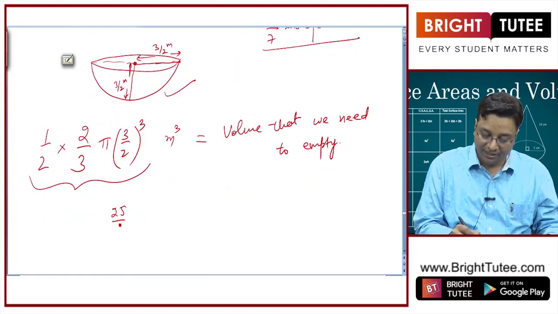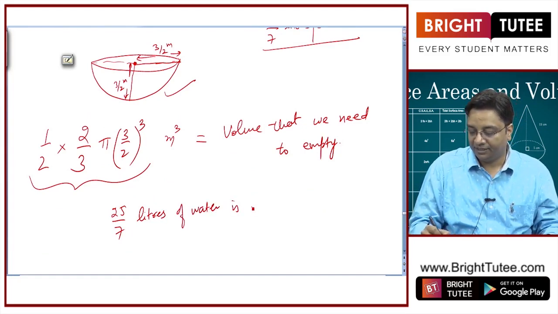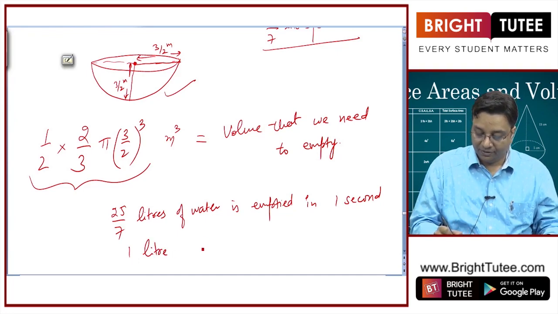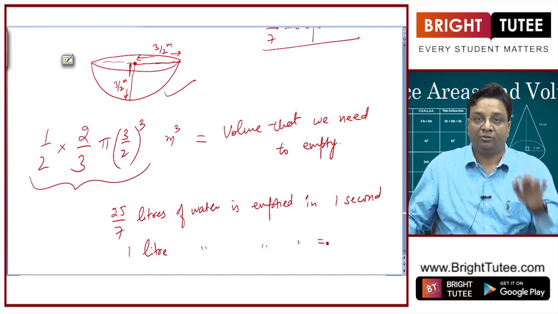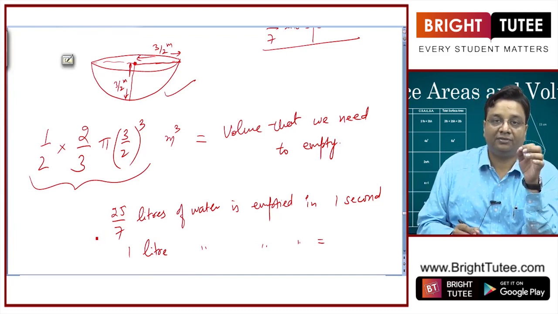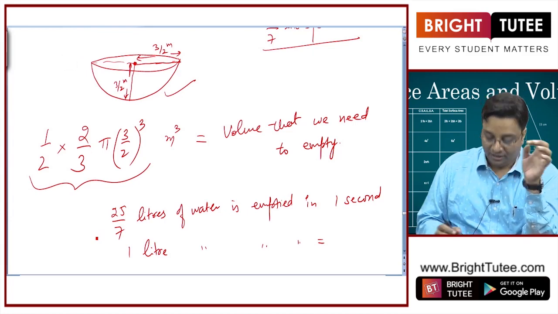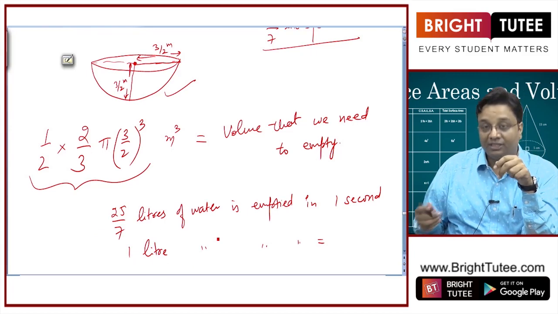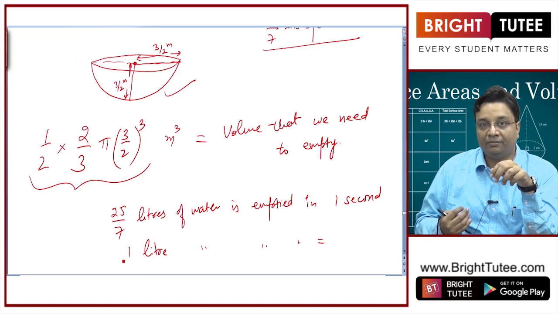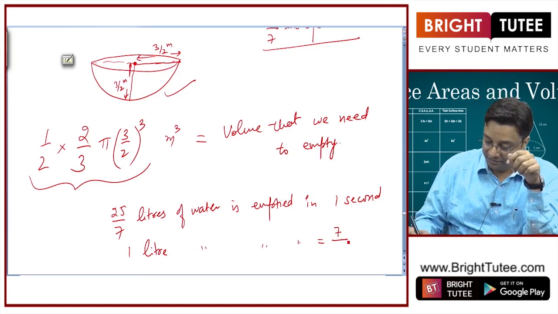Now the rate is given 25 by 7 liters per second. So 25 by 7 liters of water is emptied in 1 second. So 1 liter of water will be emptied in how much seconds? See, 25 by 7 is more than 1, right? 25 by 7 is 3 point something, right? So 3 point something liters of water is being emptied in 1 second. So 1 liter will be emptied in a lesser time. So it will be emptied in 7 by 25 seconds.